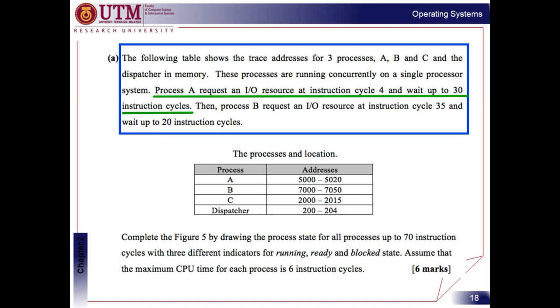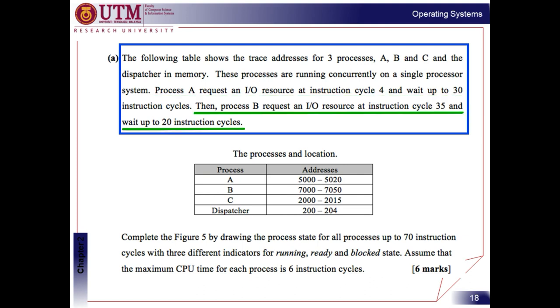Process A initiated an I/O resource request at instruction cycle 4 and remained in a waiting state for 30 instruction cycles until the I/O resource became available. Similarly, process B made an I/O resource request at instruction cycle 35 and continued waiting for the requested resource for up to 20 instruction cycles.